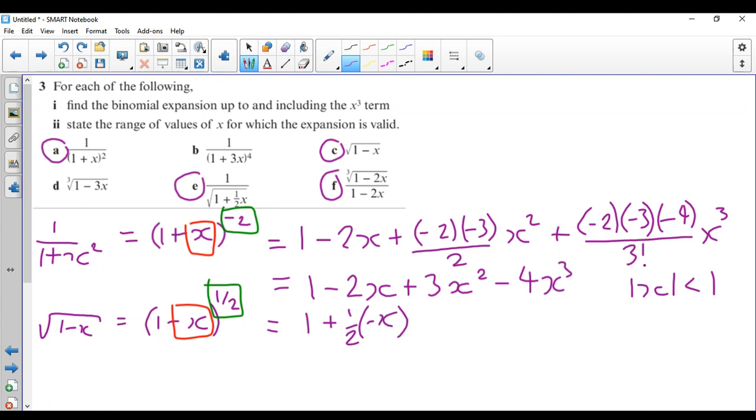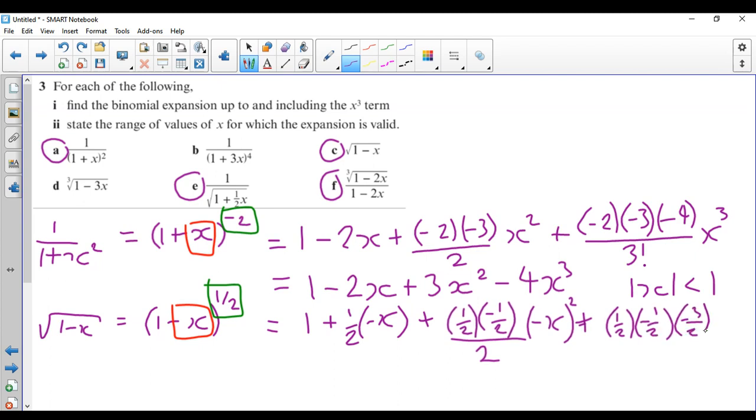Remember what we've said in the previous videos? Use brackets around their x and you can't go wrong. So I've got a minus x inside the brackets, and I will do every time I need an x for this particular part of the question. So I've got a half minus a half all over 2 minus x squared, and then I've got a half, take off 1, I get minus a half, take off another 1, I get minus 3 over 2. I'm going to put 6 this time, doesn't matter, 3 factorial or 6, up to you, minus x in the bracket, all cubed.